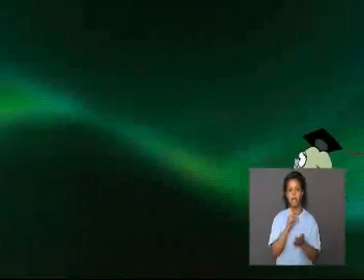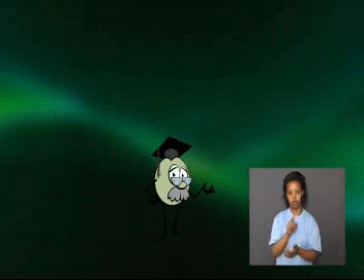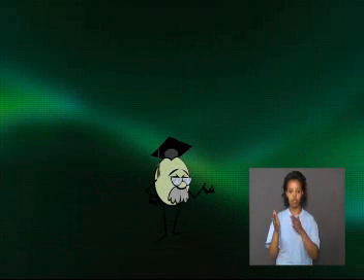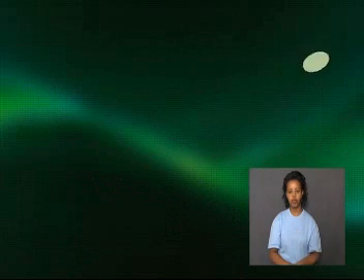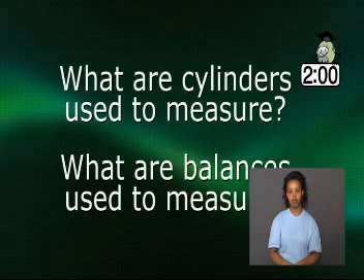Students, before we continue on with the lesson, let us do an activity to confirm our knowledge of the material. What are cylinders used to measure? What are balances used to measure? Students, let's get ready. Begin.